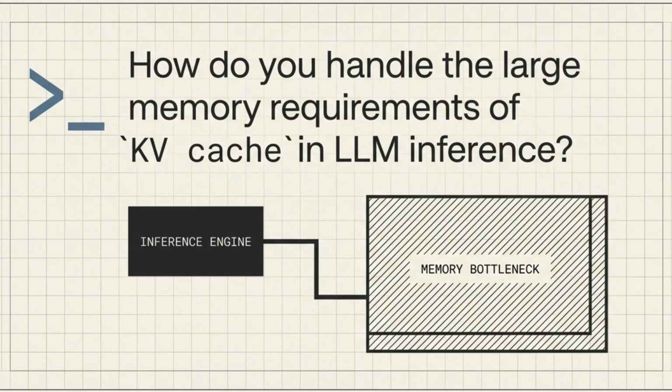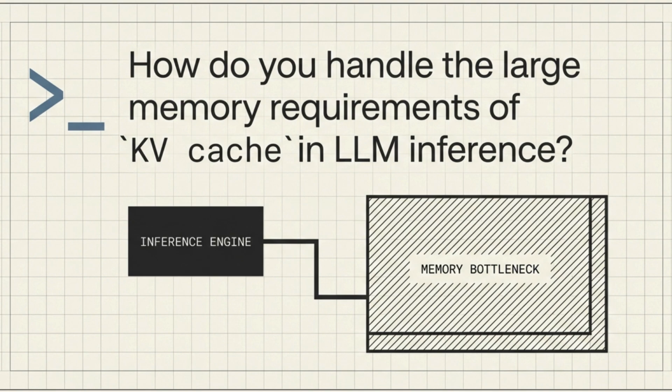How do you handle the large memory requirements of KV cache in LLM inference? That's the question. And here's the thing, most candidates freeze, or they give one technique and stop. But the real answer is a coordinated attack across 4 layers of the infrastructure stack. That's what we're covering today. One inference engine, one memory bottleneck, 4 ways to break through it.